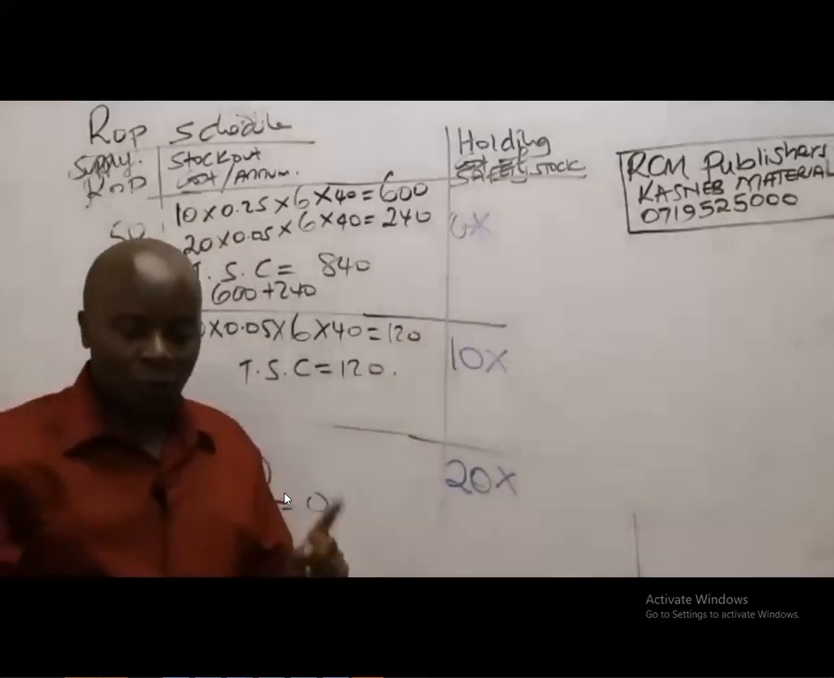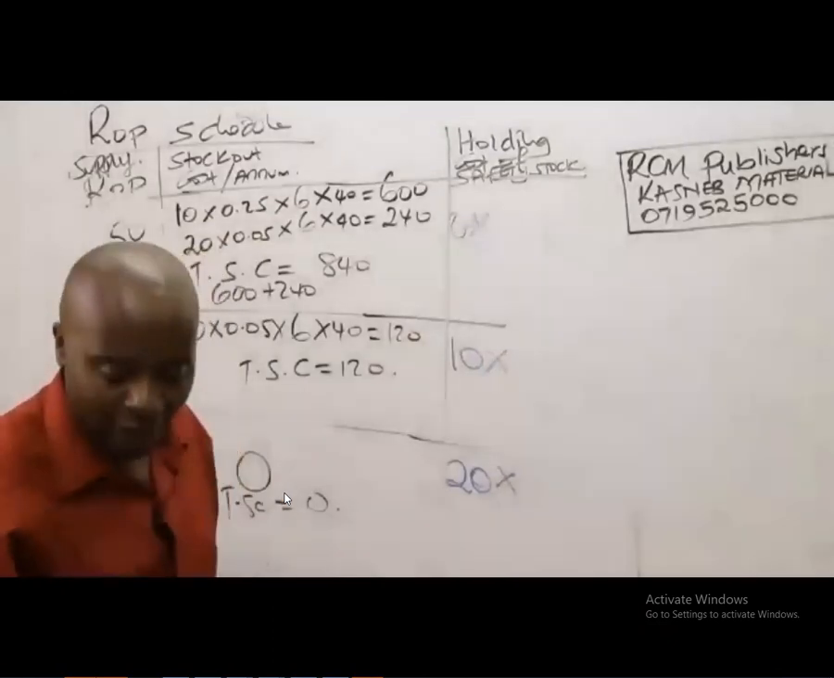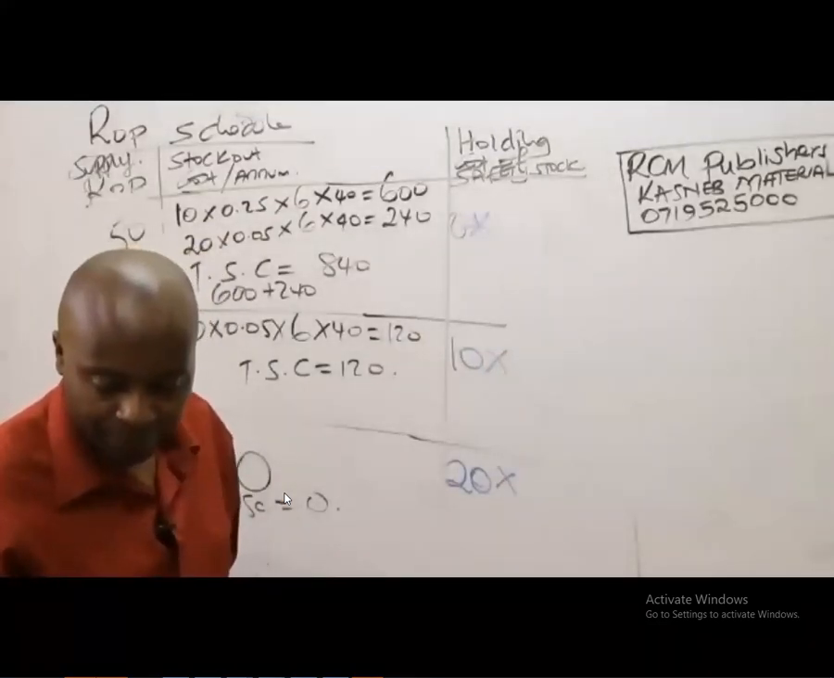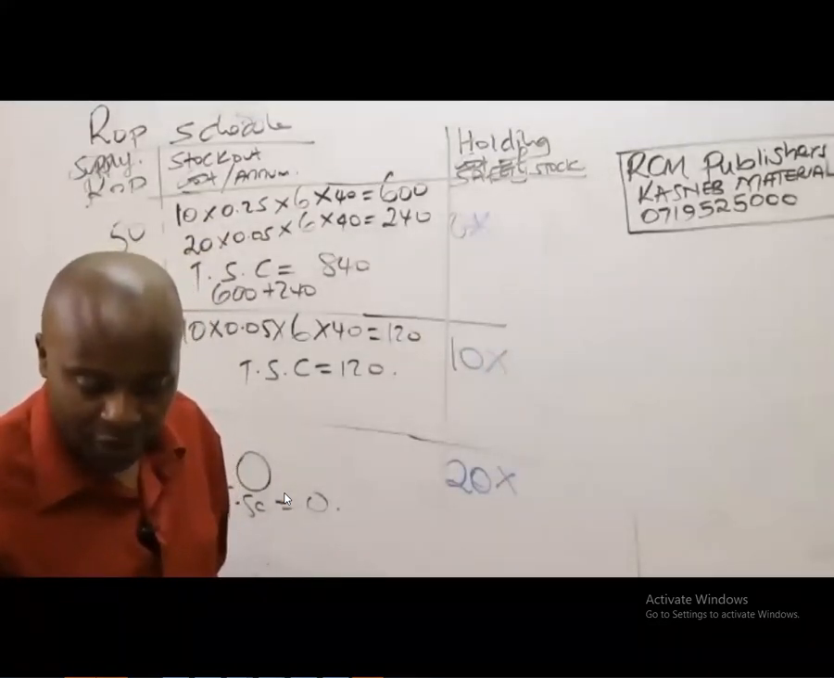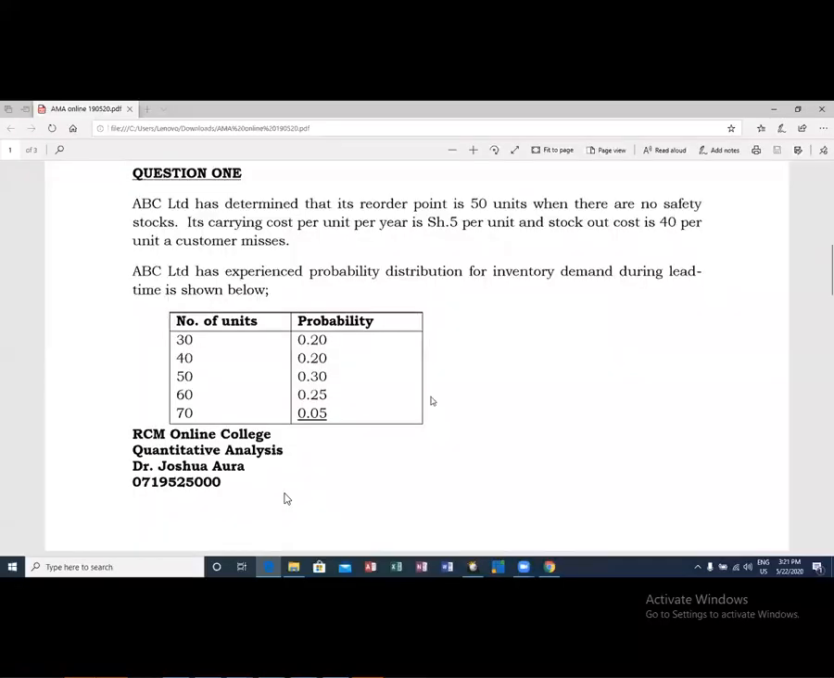Now I need to look for the holding cost. Has the examiner given us the holding cost? Yes, they have told us the carrying cost per unit per year is 5. So we have here times 5. Please always be quite careful with the holding cost. At times they'll tell you that the holding cost is for 1 month. If it's for 1 month, you need to multiply it by 12.